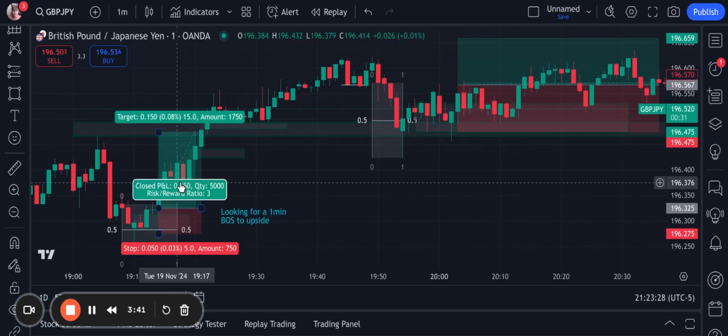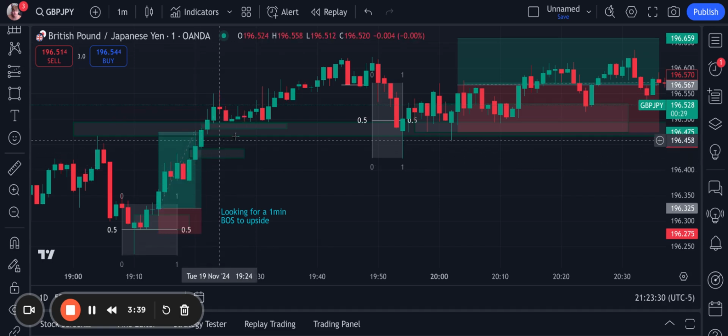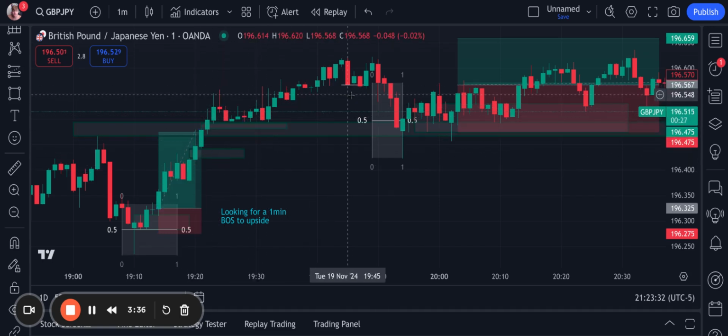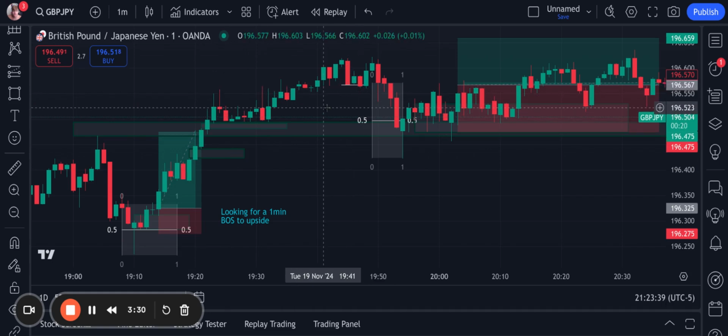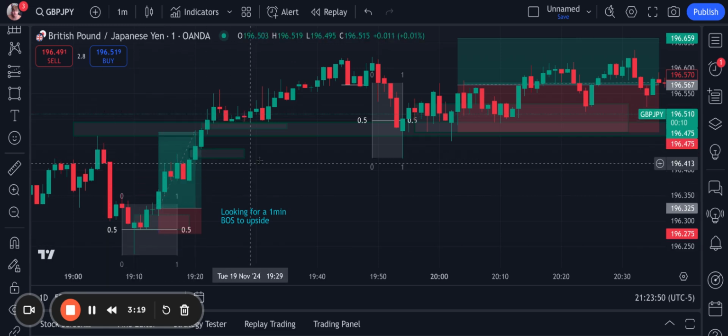Also, I was waiting for price to break structure to the downside, which was right here. That's whenever price broke. Whenever price breaks, that's whenever I'm just looking for price to re-enter into another high time frame confluence, so I can restart this entire process over again.